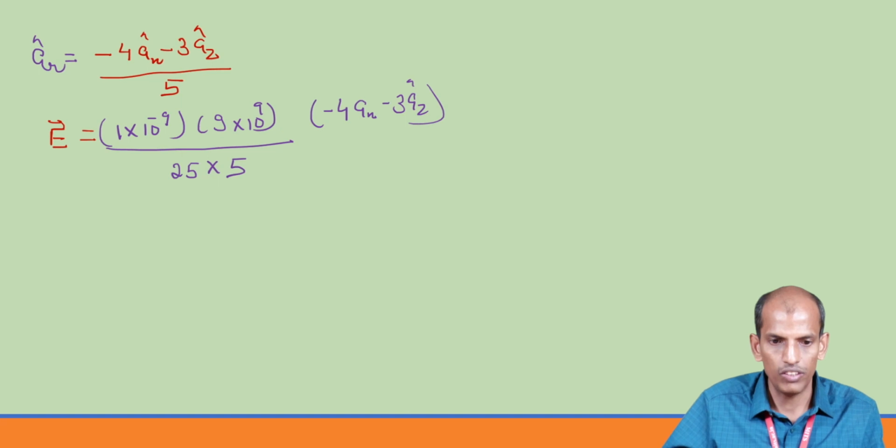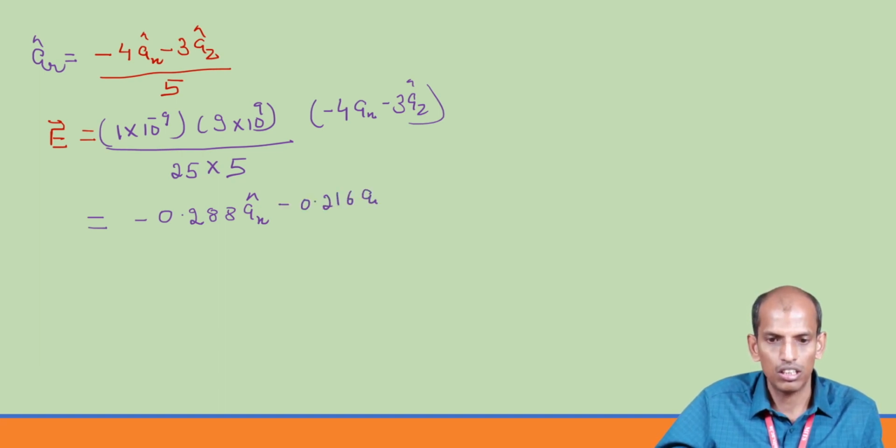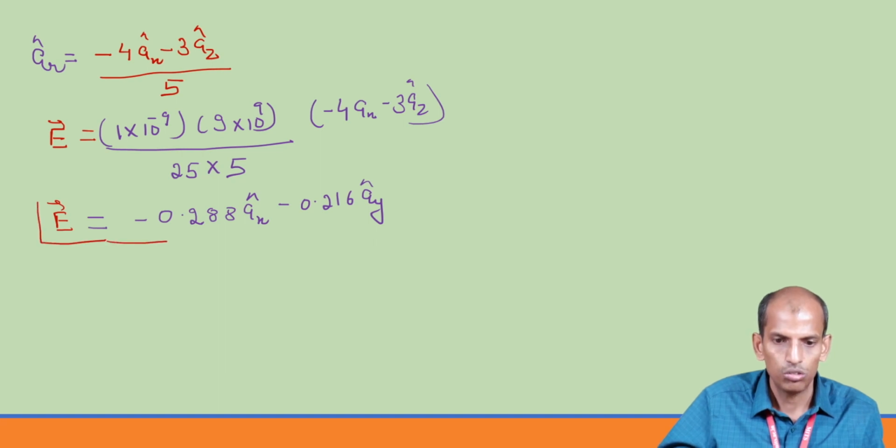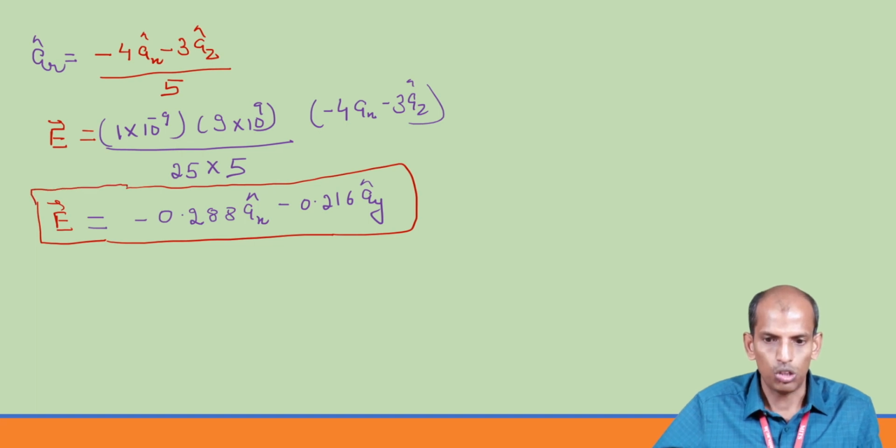If we calculate, this will fetch you the final answer as negative of 0.288 AX hat, and so on. The calculation part I'm not doing here, so you will have to do it by yourself. So this gives you the electric field like this. Today we can stop here.